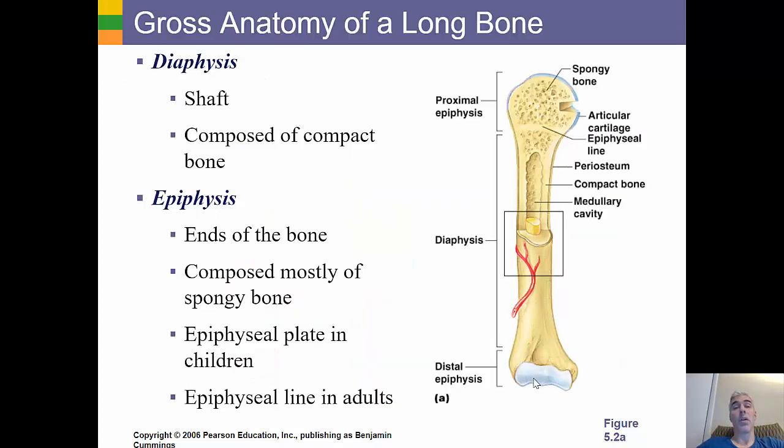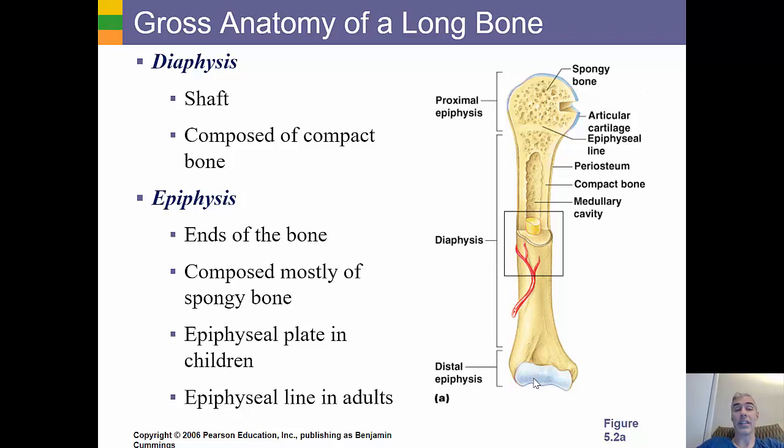So you do need to know the gross anatomy of a long bone. Remember, gross anatomy is anatomy of structures you can actually see. So you're going to label the bone in your notes with the different parts as we go through them. So the first thing you want to know is the diaphysis.